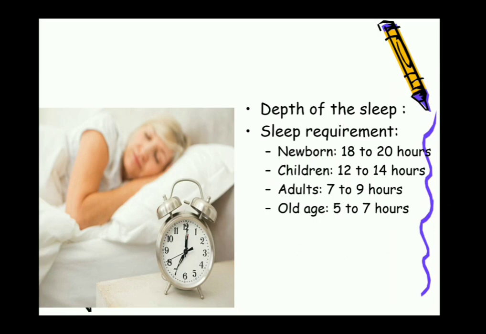Depth of sleep is not constant throughout the sleeping period. The requirement of sleep in newborn babies is about 18 to 20 hours. In children, 12 to 14 hours of sleep is required. In adults, 7 to 9 hours, and in old age, 5 to 7 hours of sleep is required.